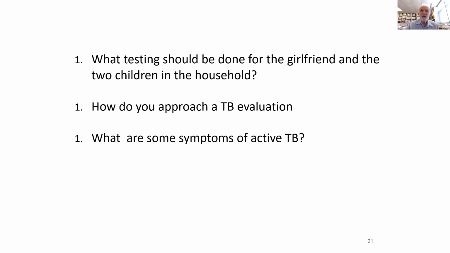What testing should be done for the girlfriend and the two children in the household? Well, if the girlfriend and the children are asymptomatic, then you have to ask, do they have latent TB? What you should do is the skin test, either the PPD or the quantiferon, and then probably, to be safe, maybe do a chest x-ray and sputums, especially if they have any symptoms or you're suspicious, because sometimes they may not have symptoms and still have evidence of early active TB. So that's how you would approach a TB evaluation.